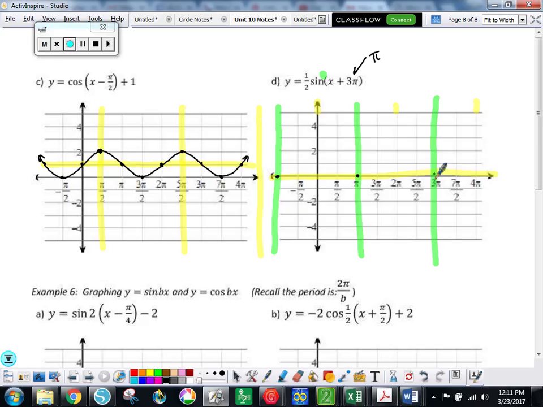So sine starts at 0. Halfway between the zeros we're going to be at 0. Halfway between those two, this is my starting spot, halfway between those two, where are you? At 1/2. And then that's the pattern. So 0, 1/2, 0, negative 1/2, 0, 1/2, 0, negative 1/2, 0. And there it is.